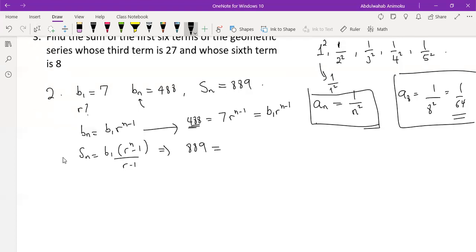889 is equal to what? Now, expand the numerator. You have B1 r raised to power n minus B1 all over r minus 1. Remember, I'm multiplying this with this minus this times this. Okay, that's what I have in the numerator. Now, I know what B1 is, which is fine. All I need to know now is what n is, but I don't know n.